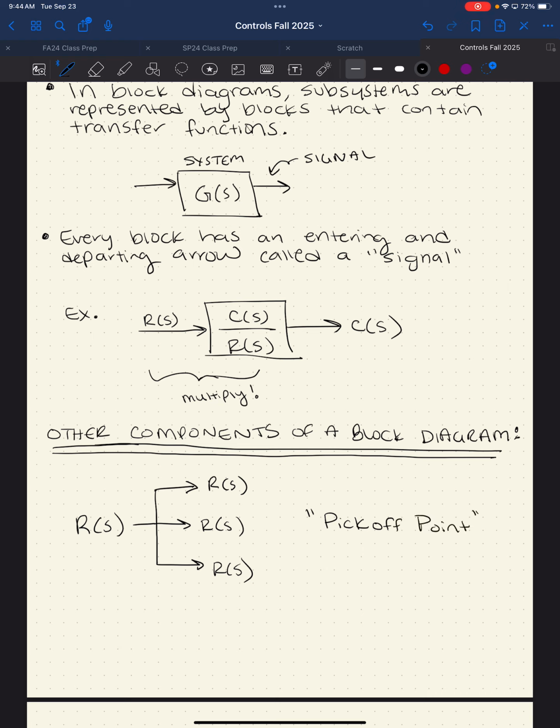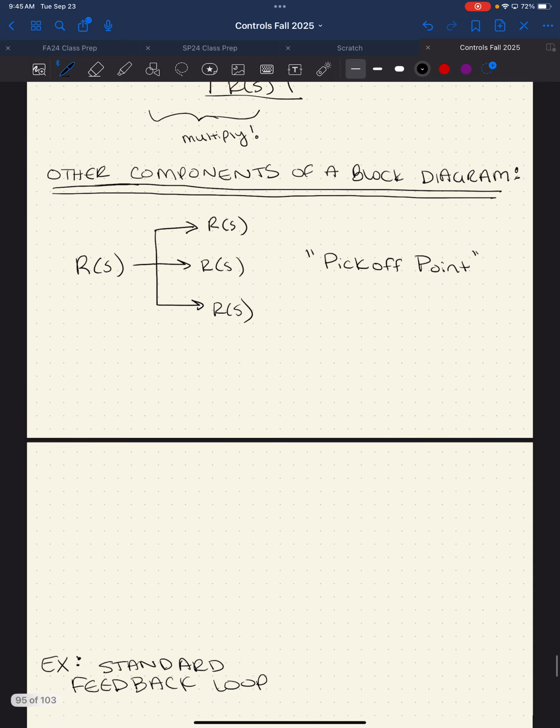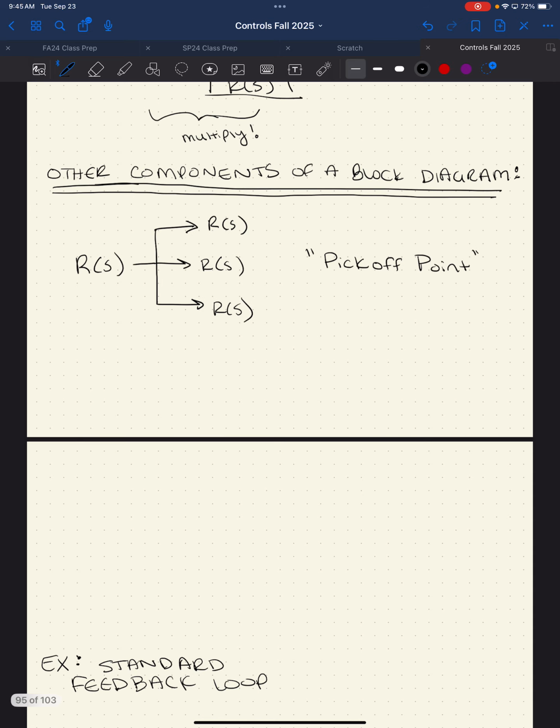Okay, so if you see one arrow get split into multiple arrows, we call that a pick-off point. And it's just the same as taking a copy of that signal and sending it to multiple branches. The next thing that you have actually seen before is this thing. And I've used words to describe this before. What do I call this?